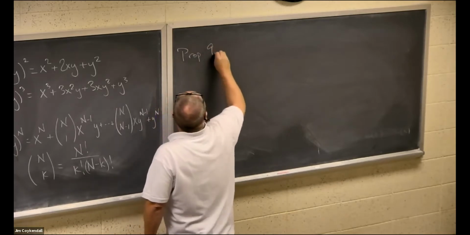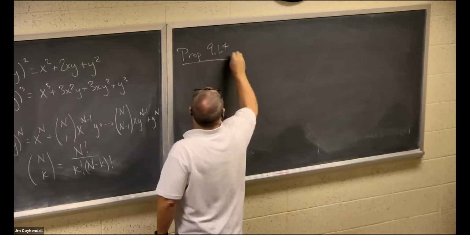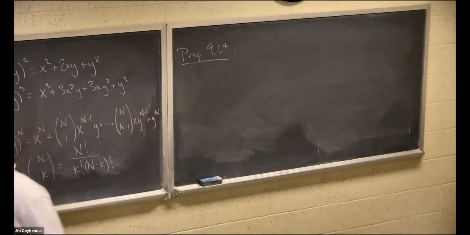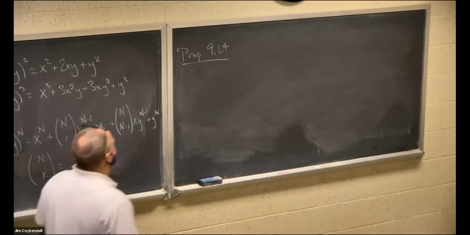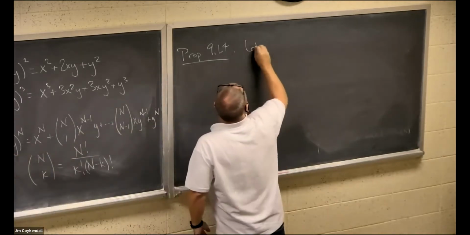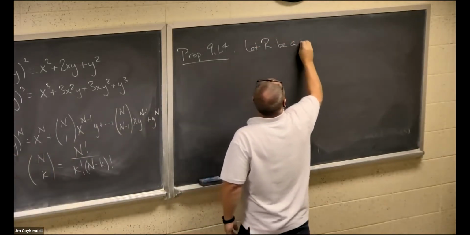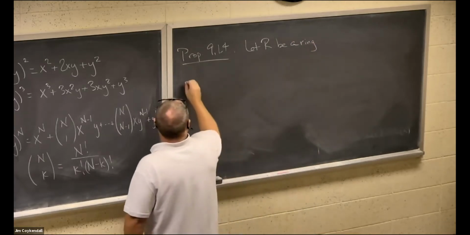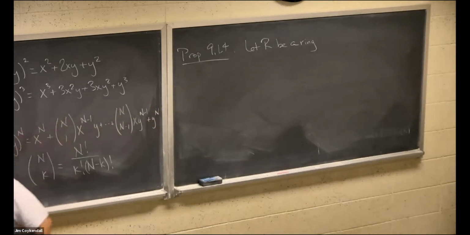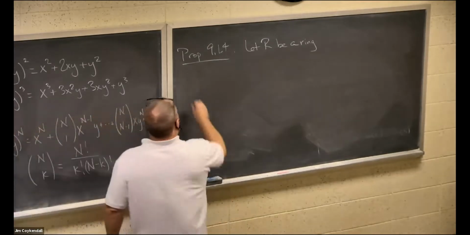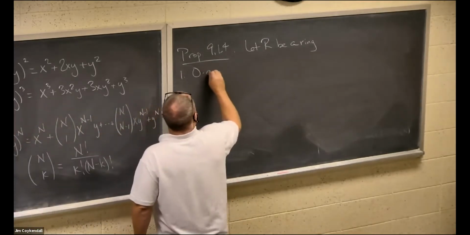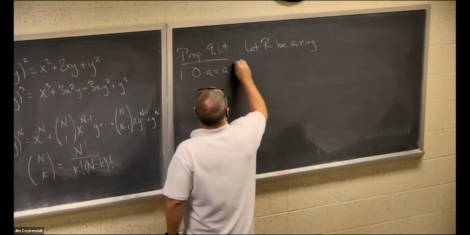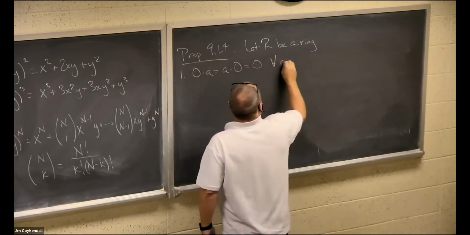Proposition 9.4. So here are some consequences. Let R be a ring. I'll go through the proof of at least some of this. Number one: 0 times a equals a times 0 equals 0.